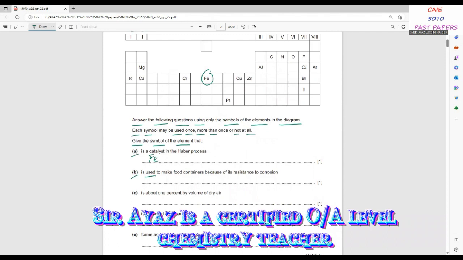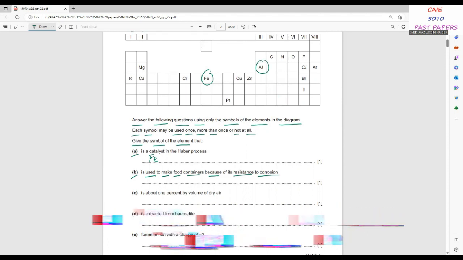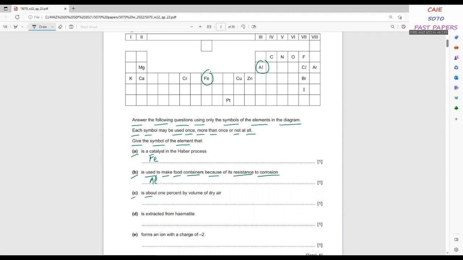B is used to make food containers because of its resistance to corrosion. Aluminum is used here in food containers, so you write the Al. C is about 1% by volume of dry air. We know that argon is the gas which is present in about 1% in the dry air. D is extracted from hematite. Iron is extracted from hematite, so you write Fe here.